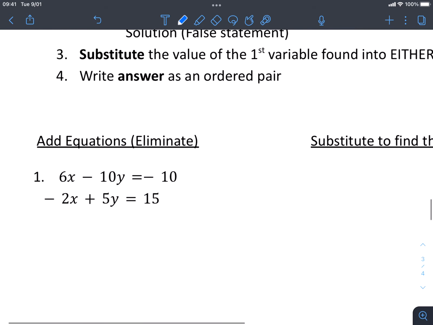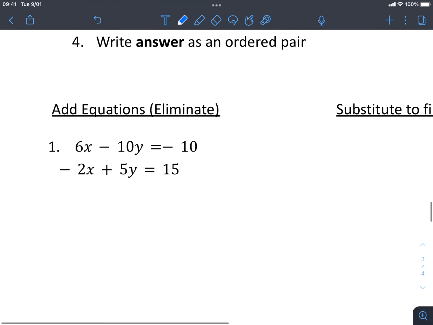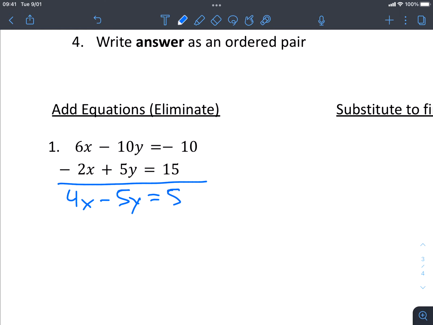So let's take a look at this first example here. If I have a situation like this and I tried to eliminate the variables by adding them together, I would get something like this. 4x minus 5y is equal to 5. And that doesn't really help us because I don't know what x is, I don't know what y is, so I can't really solve this equation.